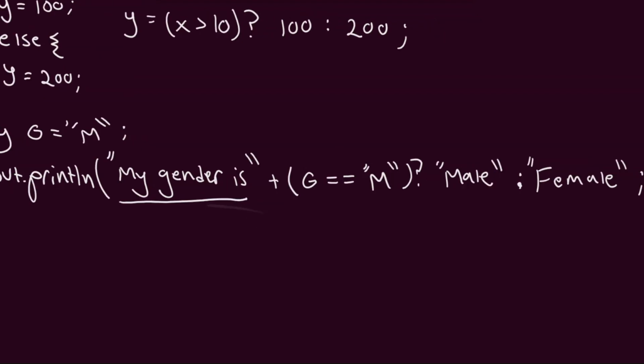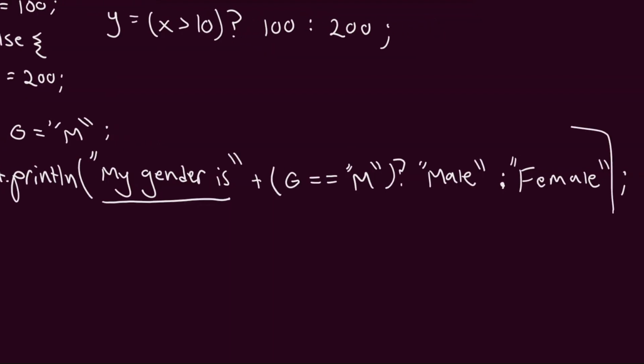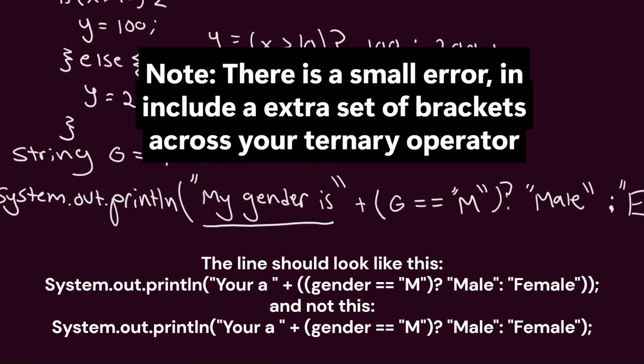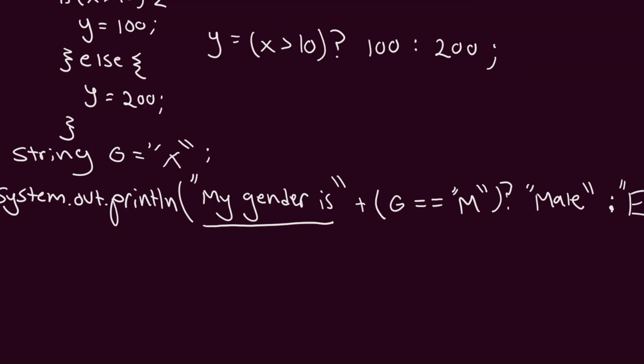My gender is, then this ternary operator executes. We check if g is equal to M. If it is, we're going to return male. So the output will be my gender is male. But let's say instead of M, we put F for female. It's going to focus on this part and return my gender is female. I also realized how bad this program is, because we can put in x and it's going to return female. So this is a really horrible program, but it's the only example I just thought of right now.